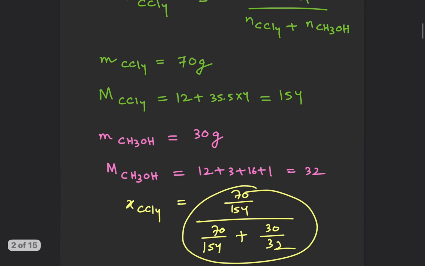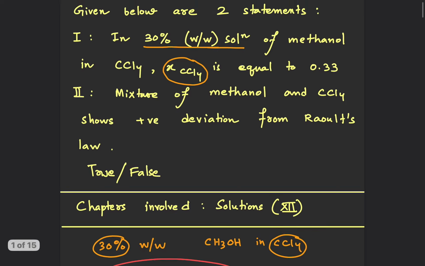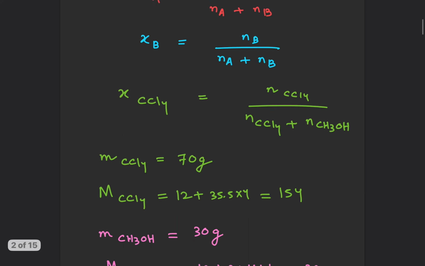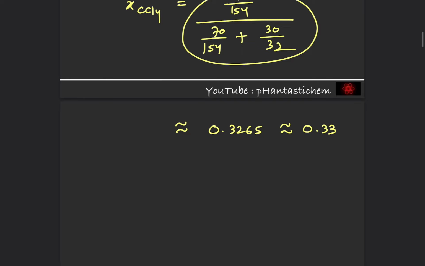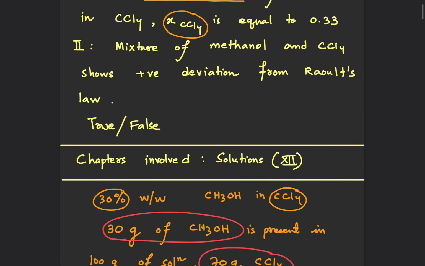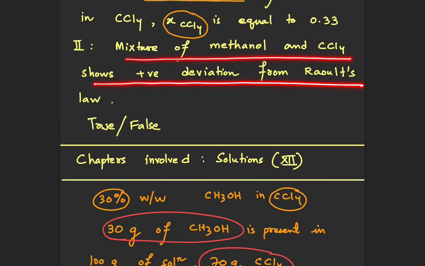And what is the first statement saying? The first statement is saying that the mole fraction is equal to 0.33. Yes, so statement 1 is correct. Okay, statement 1 is true. And statement 2 is saying that a mixture of methanol and CCl4 shows positive deviation from Raoult's law.